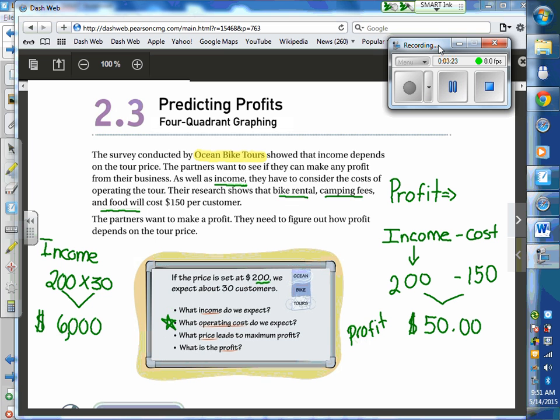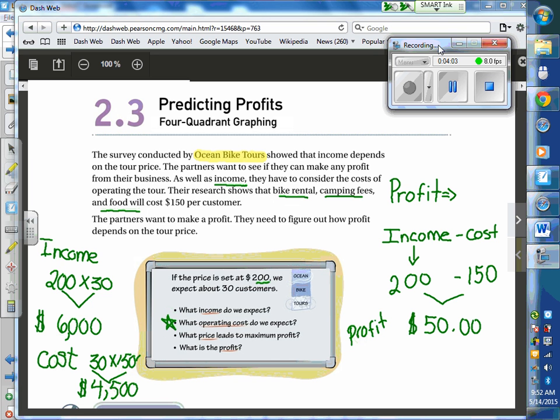So we have a table to put all this information in, and that's what we're going to do. Before we go to that table, let's just talk about our costs. If each person costs $150, we have to multiply those 30 people by $150. And when we do that, that means it costs us $4,500 to run the business.